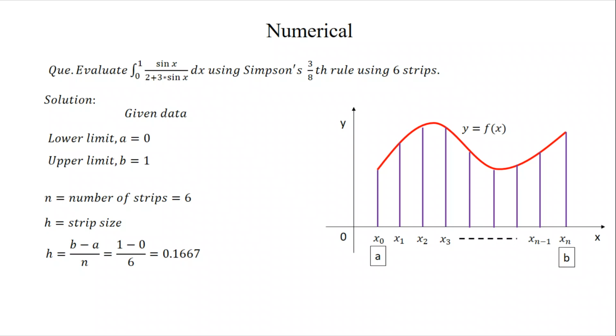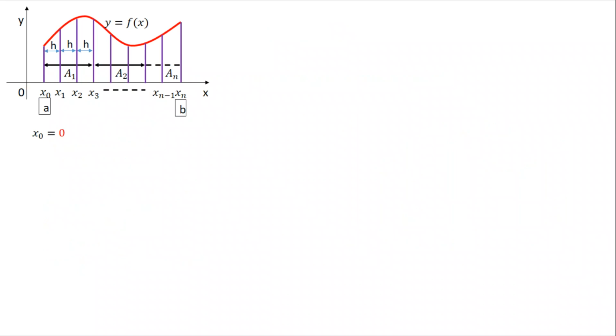Divide this entire area under the curve into a small number of strips, with x coordinates x0, x1, x2 up to xn. The initial limit is denoted a and the final limit is denoted b. The first 3 strips have area A1, the next 3 strips have area A2, up to An. The strip size is h, equal in size. After dividing the area into strips, find the x coordinates.